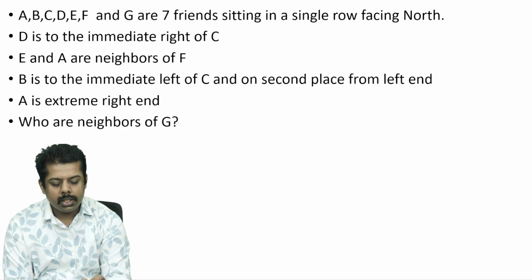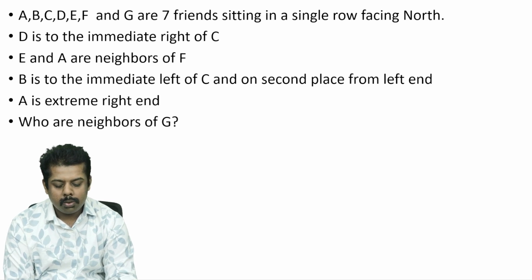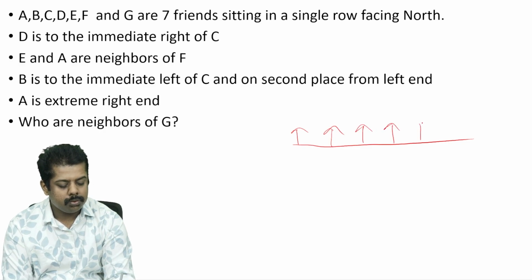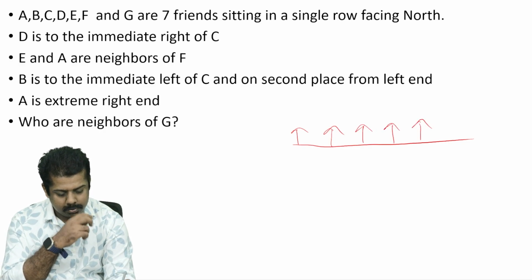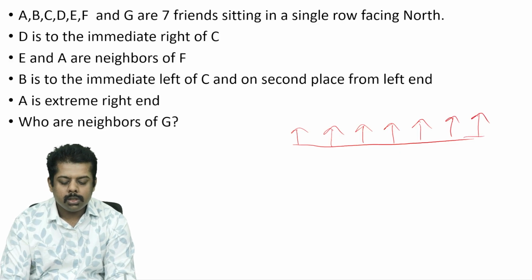Okay, so here they have given 7 people, 7 friends basically. They are sitting in a single row facing. So like in the scenarios, we can first draw a basic diagram. So a total of 7 people: 4, 5, 6 and 7. Okay, so just going through the points.